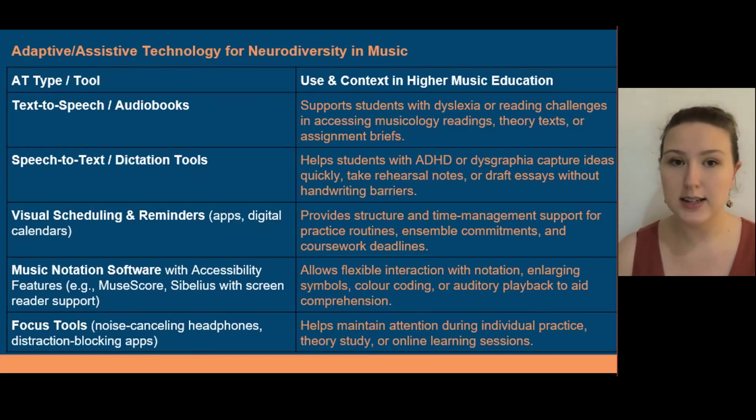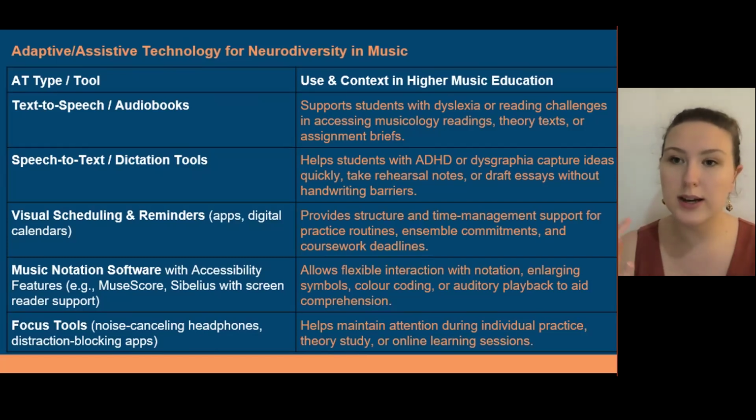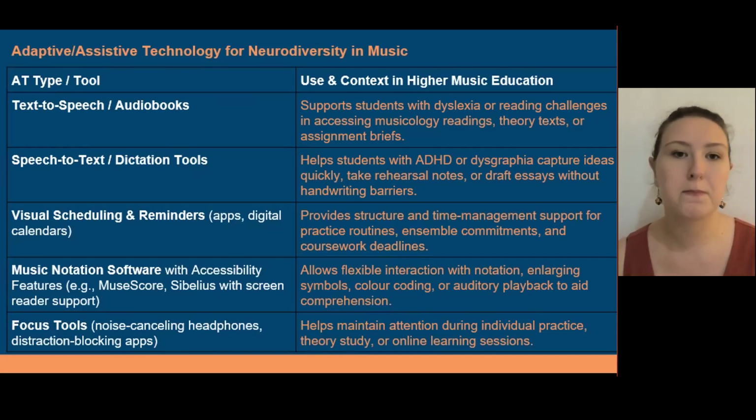Also, speech to text and dictation tools. This helps students, especially with ADHD or dysgraphia, to capture ideas quickly, to take rehearsal notes, to draft essays, to stay more organized, and to keep up with the educational process and their materials much more efficiently.